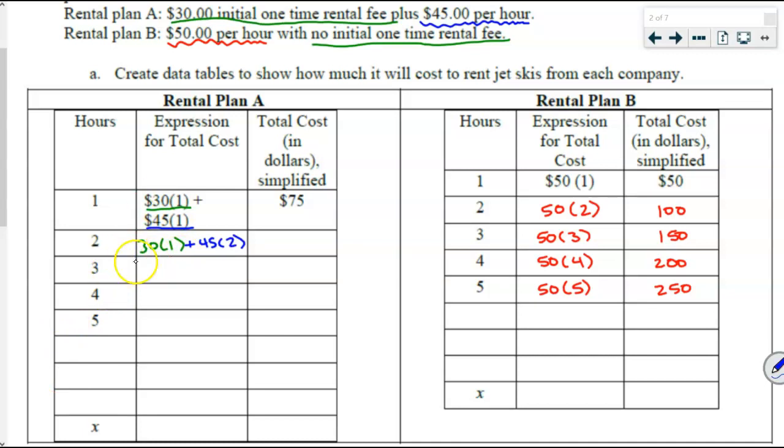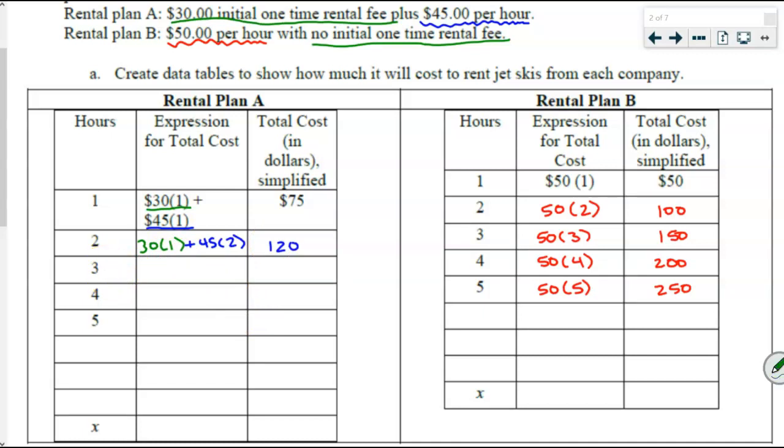So what is that cost going to be? $30 times that 1 time we have to pay it, plus $45 times the 2 hours. So that's 90 plus 30. I got 120. What'd you guys get? Same thing? Fantastic. All right, let's move on.